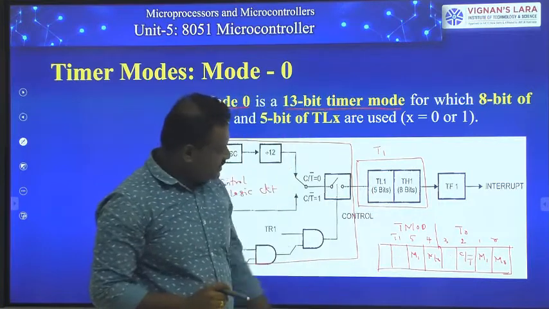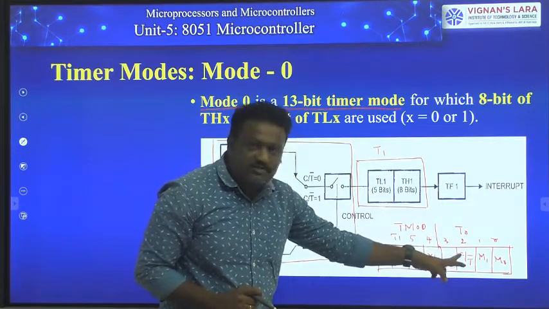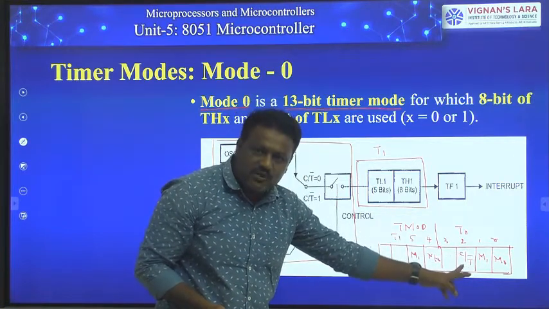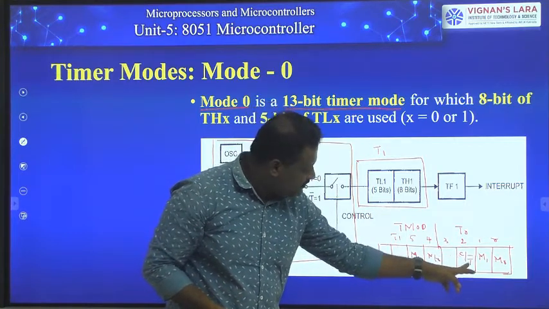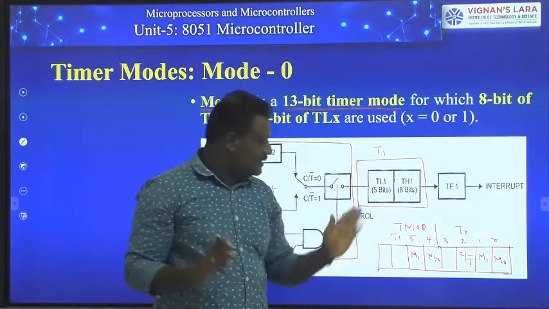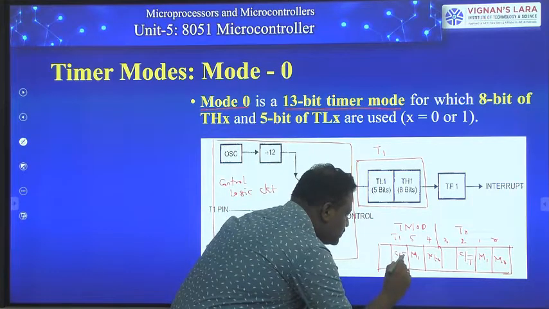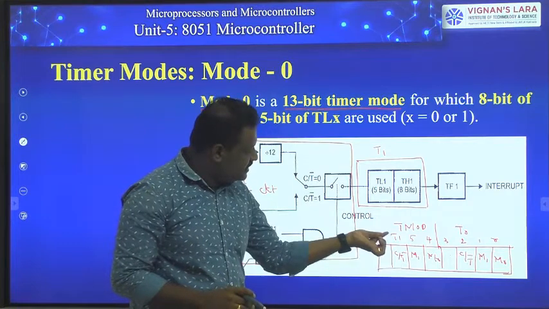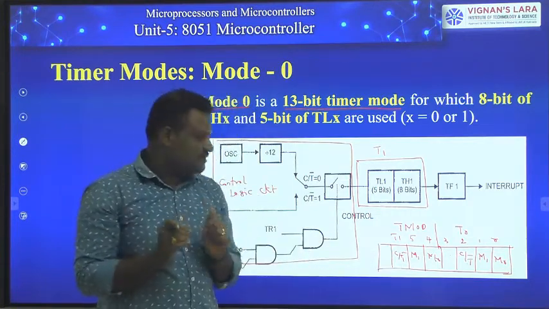C/T. This is the bit which decides whether T0 acts as a counter or as a timer. If this bit is 1, T0 acts as a counter. If this bit is 0, T0 acts as a timer. The same thing is present here also. This is my C/T for timer 1, the bit which decides whether T1 acts as a timer or as a counter.